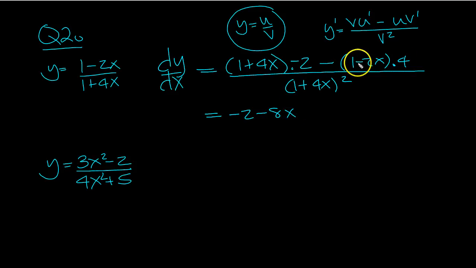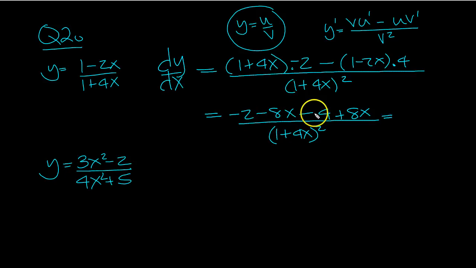And this minus 4 times 1 is minus 4. I'm going to run the minus through as well. Minus 4 times minus 2 is plus 8x, so be careful with that minus, it runs through the whole thing, over the 1 plus 4x squared. So that's equal to minus 6, the 8x's cancel, minus 6 over 1 plus 4x all squared.